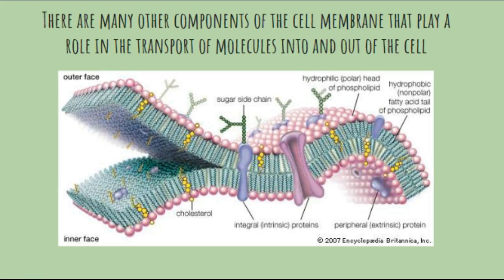So there are many other components that make up the cell membrane. These also include proteins, which are shown in this picture. There are several different kinds of proteins that span the cell membrane, some only partially integrated into the cell membrane. So we're going to go over those now.